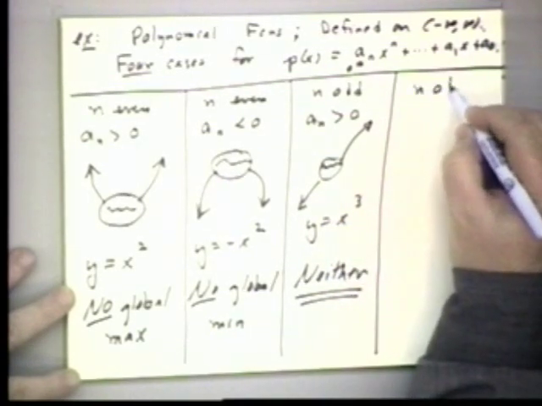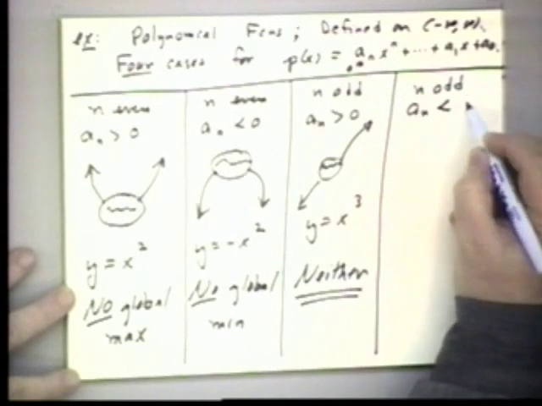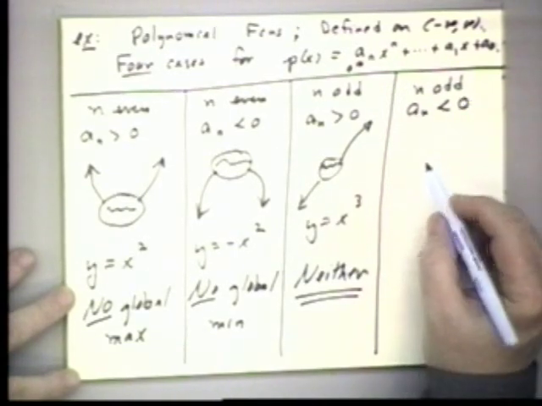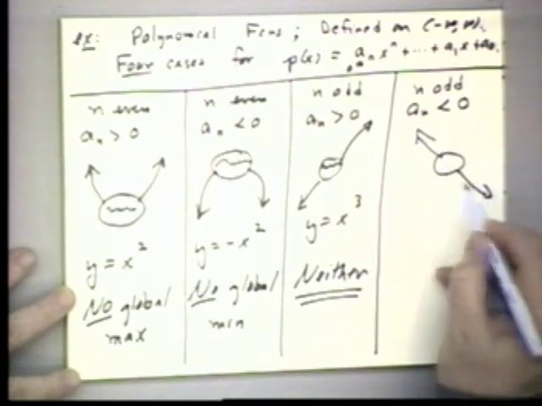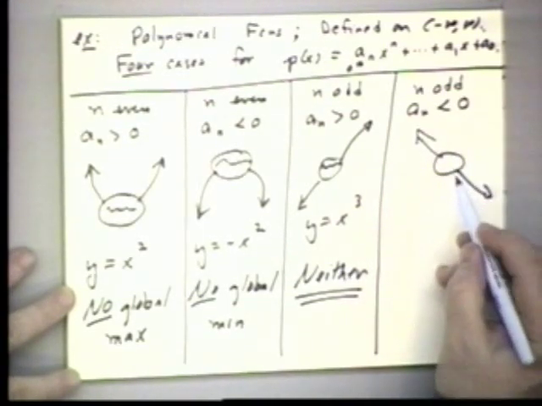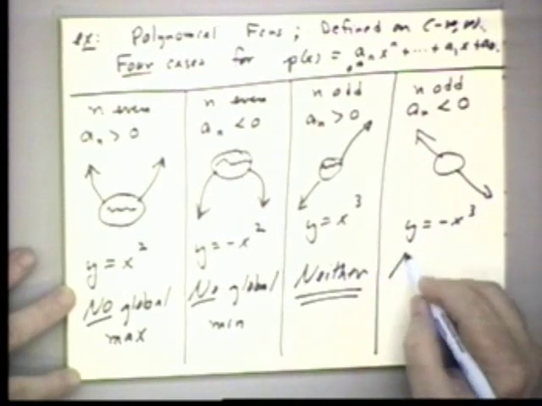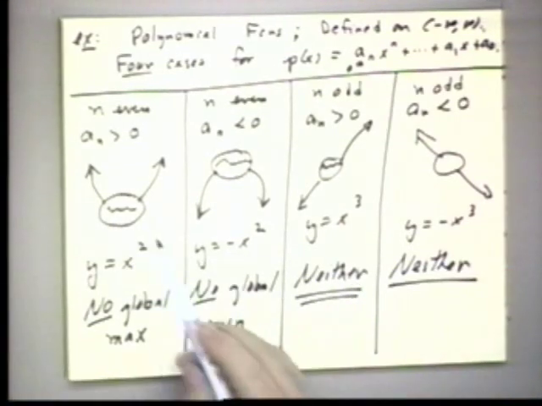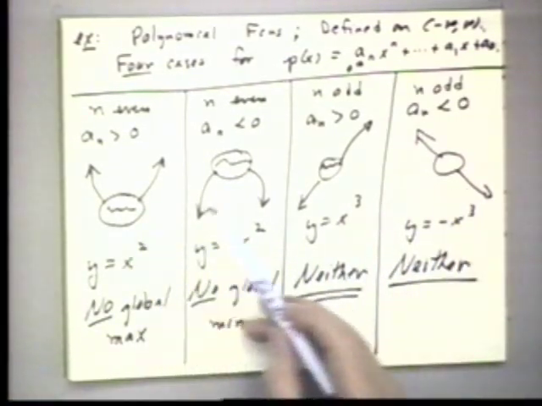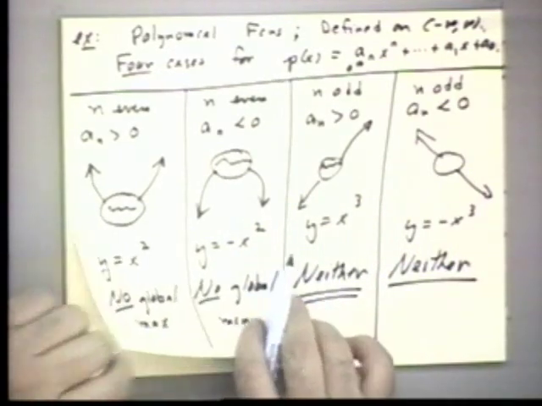And finally, if you have n odd, the degree is odd, and a sub n is negative, the leading coefficient is negative, then all you get is the reverse of this, flipped across the y-axis, and y equals minus x cubed is a perfect example of that, and this is another case of neither. So these things all happen. Polynomials are limited to these four cases, but these can happen with other functions too.